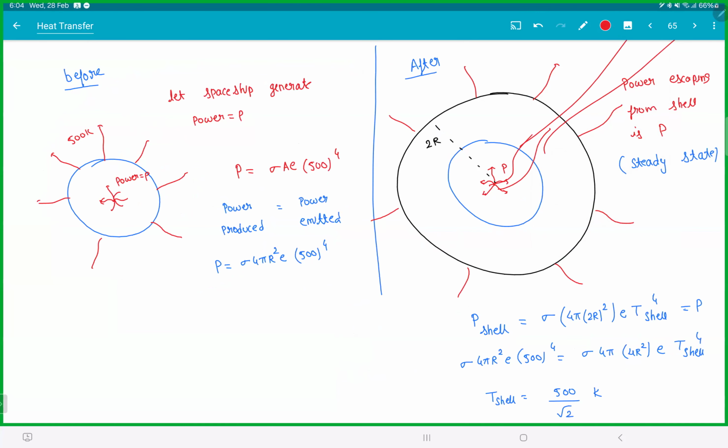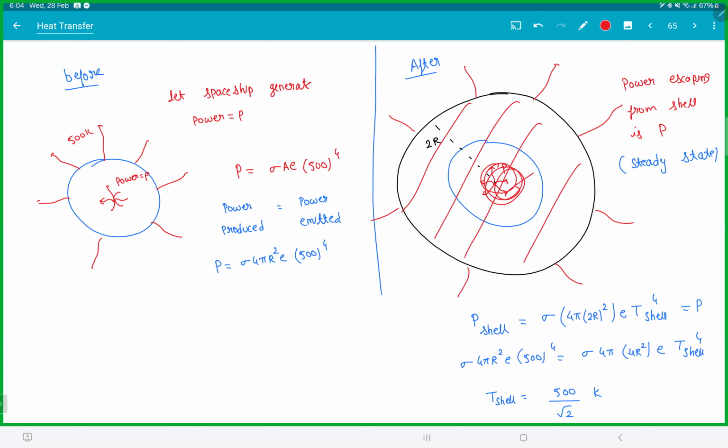Agreed? Because inflow is equal to outflow, steady state. If inflow is not equal to outflow, the temperature of the shell will keep on increasing till the emission becomes more. So eventually you reach the steady state, meaning inflow is equal to outflow. Now I don't care what is happening inside, but one thing I'm sure, whatever power the spaceship is producing is escaping out. And the only way you can escape out is through radiation from the outermost surface. Agreed?